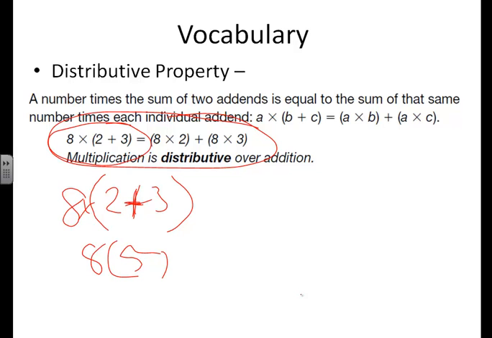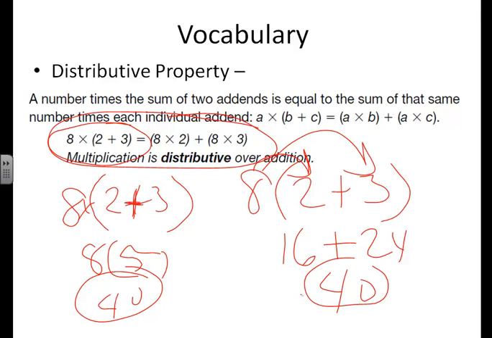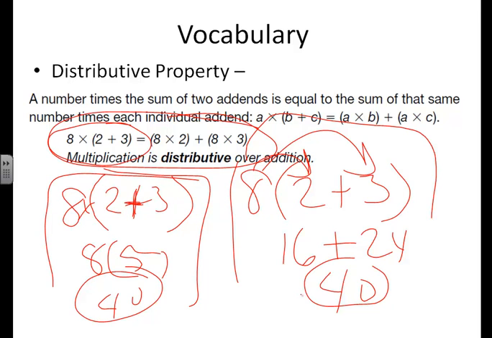Or you can use the distributive property over here and go 8 times 2 is 16, and 8 times 3 is 24, and 16 plus 24 equals 40. We get the same answer. This method here, we use the order of operations. This method here, we use what's called the distributive property. And that's what we're going to work with today. Because this distributive property has its role, it's important that you be able to do that in the middle of a very large problem that you may be using the order of operations in.